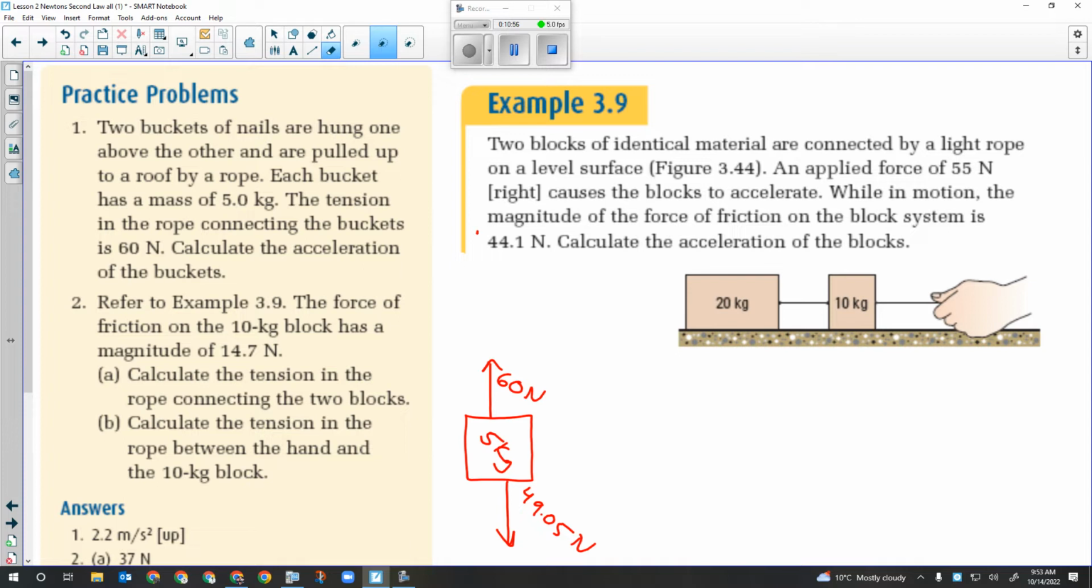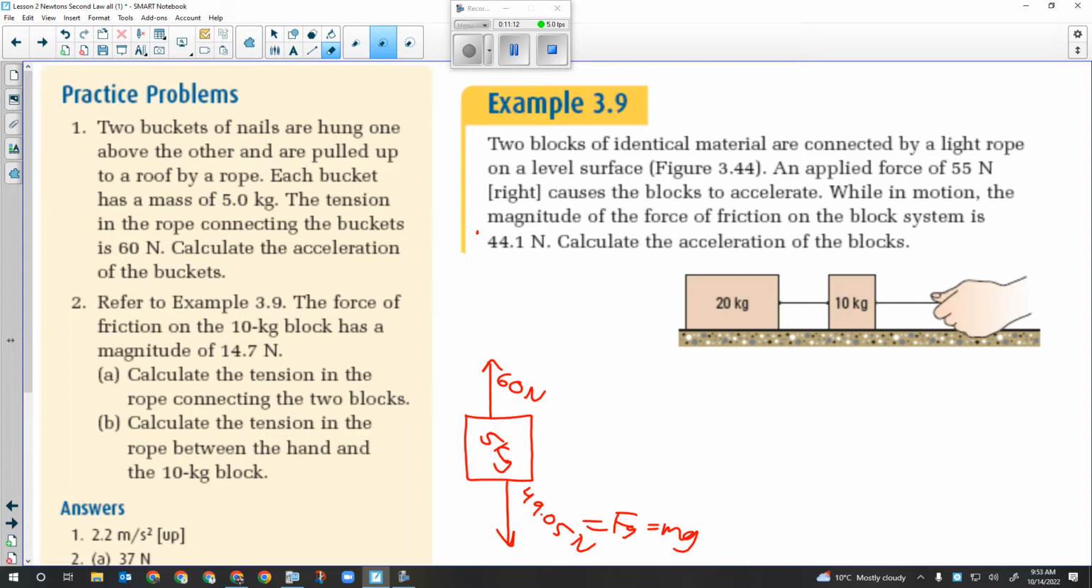Oh, I went 5 times 9.81. Sorry, this is the force of gravity. So I just went m times g. Okay, so now I've got the two forces, because that's it. Those are the only two forces acting on the bottom bucket: the force in the rope pulling up and the force of gravity acting down.